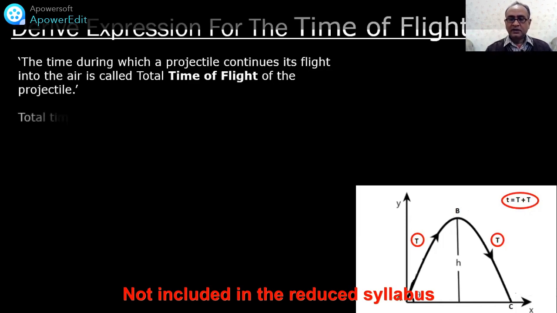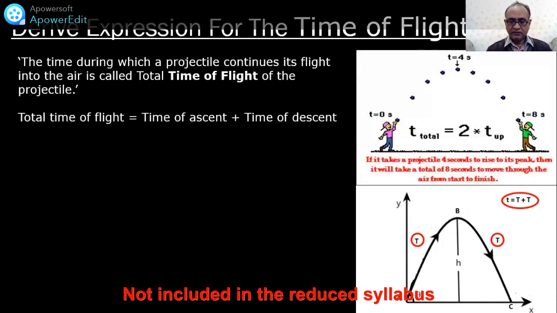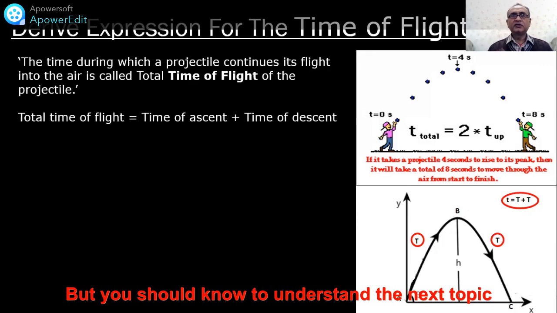It has an ascent time, the time reaching the maximum point, and the descent time from the maximum point to the ground. That is why it's mentioned over here, the total time of flight is the sum of time of ascent and time of descent. All right? See the diagram? If a body takes 4 seconds to reach the maximum point, then 4 more seconds would be required to reach the ground again. So 4 seconds up, 4 seconds down, total time would be 8 seconds. Clear?